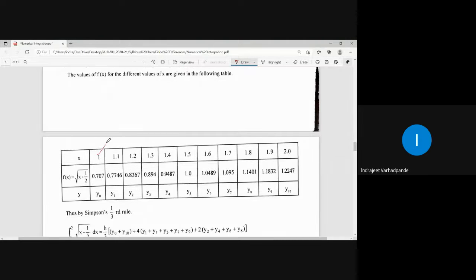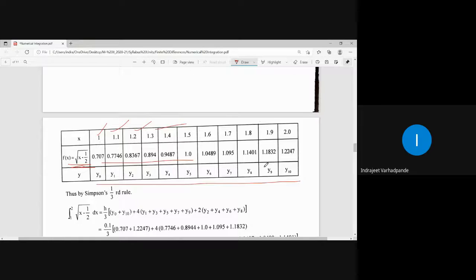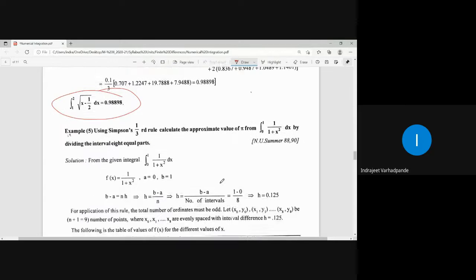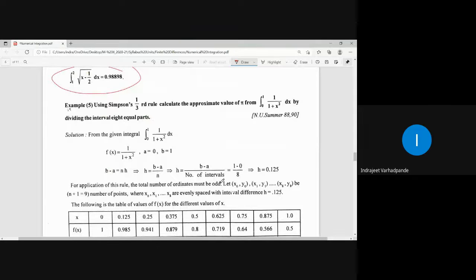So 0.1, that is 1, 1.1, 1.2. Correspondingly, find these values. Those will be y0, y1, y2 up to y10. The total number of observations is odd. First two, addition of the first and last, 4 into odd, 2 into even. That will give you the value of the integration without actually performing the integration. So these are various numericals related to Simpson's 1/3 rule.